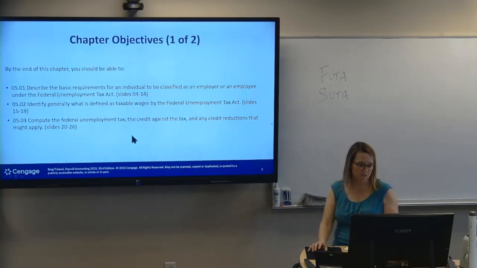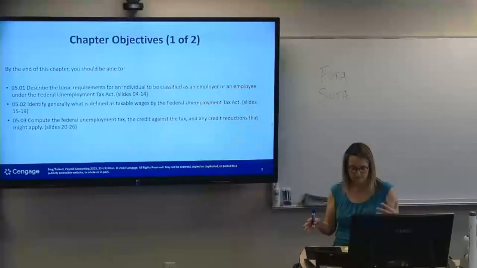So in this chapter, we're going to look at both. Really, we're going to spend probably 60% of our time talking about the federal, and then the rest of it talking about the state. Okay.